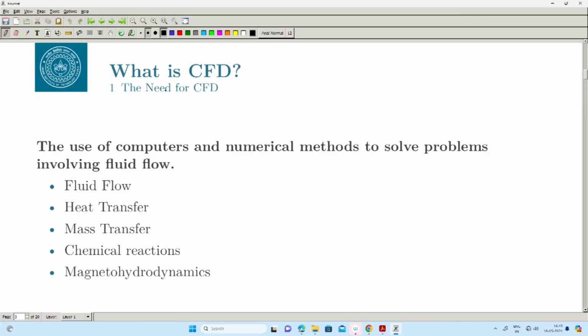CFD means computational fluid dynamics. So, fluid dynamics we understand, we are trying to understand the dynamics of the flow and the fluid, and we are trying to understand it computationally.